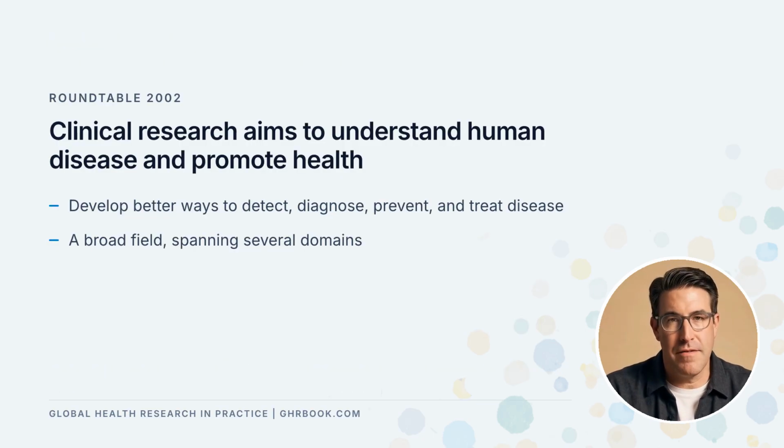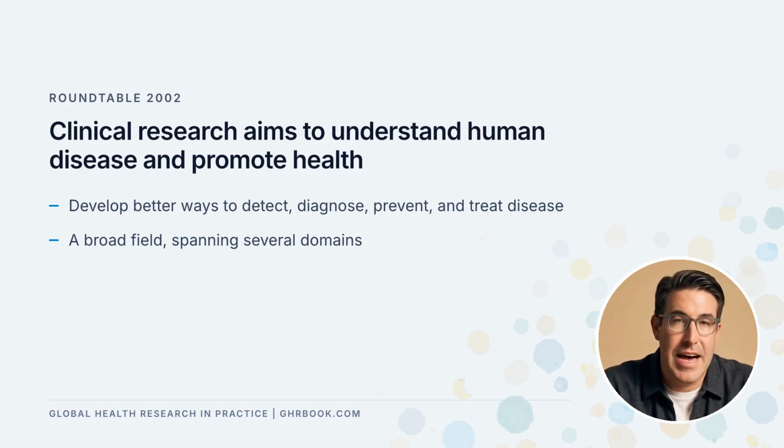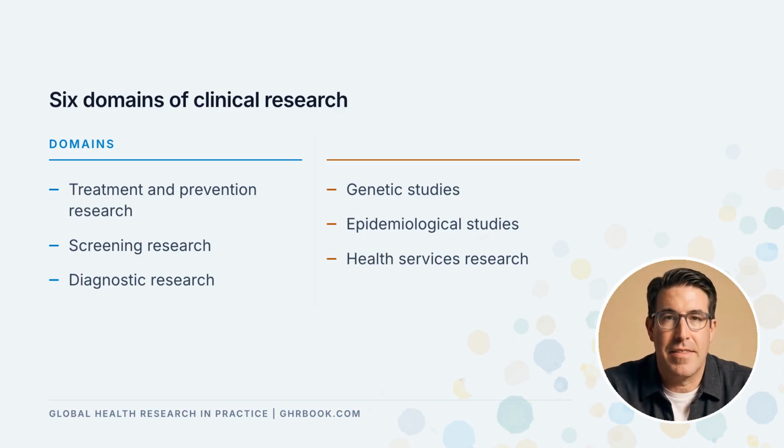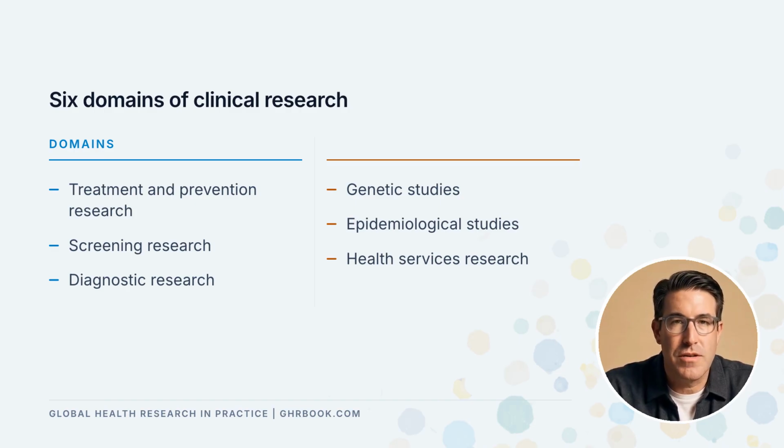Clinical research is a broad field that aims to understand human disease, develop better ways to detect, diagnose, prevent, and treat disease, and to promote health. That definition covers a lot of ground, so it helps to see the domains it spans. There are at least 6 I can think of. Treatment and prevention research tests new approaches for preventing or treating illness, and that includes clinical trials of drugs, biologics, devices, instruments, and behavioral interventions.